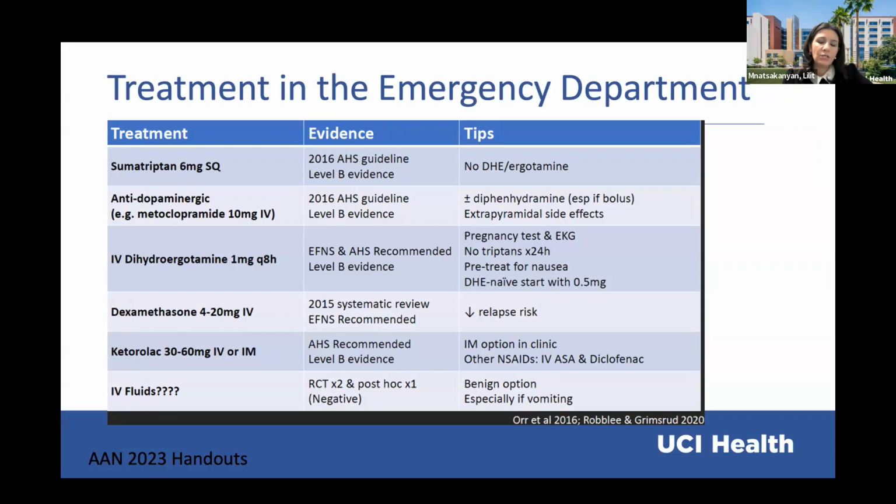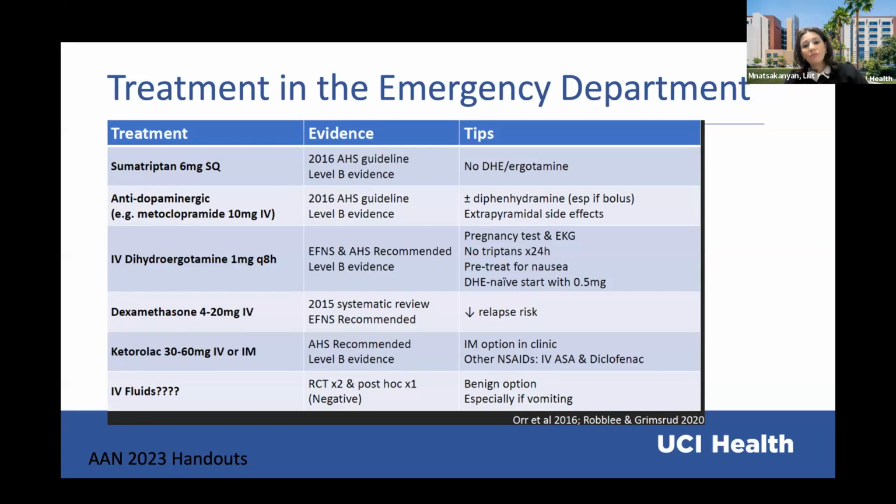If it's later in the headache stage, DHE could be an option to try. The limitation to dihydroergotamine is that the patient should not have received a triptan for 24 hours prior to the administration. Dopaminergic anti-nausea agents are important to apply. And then there's data for dexamethasone, which could also help prevent headache relapse.